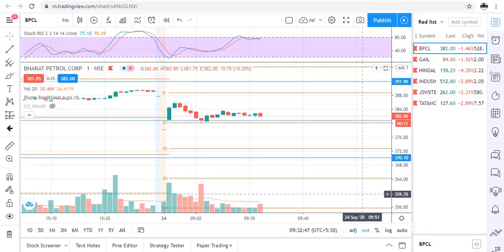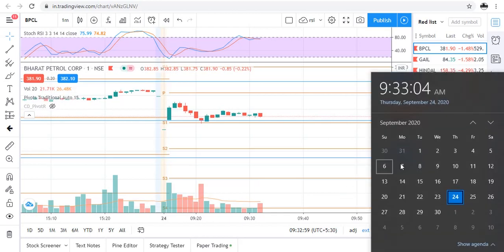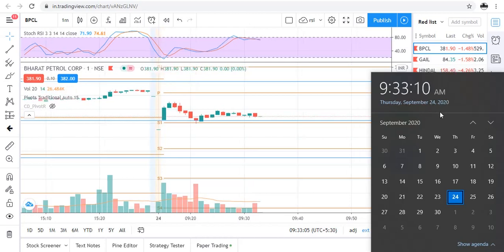Agile trading. Now let me show you today's date and time. It is taking some time. Okay, so today is 24th of September 2020 and time is 9:33 a.m.